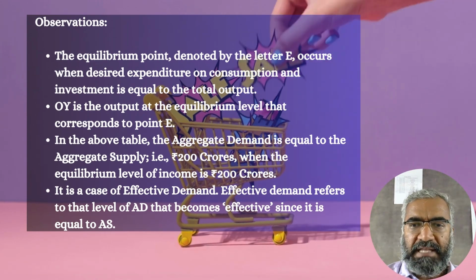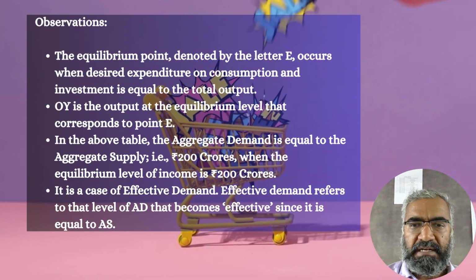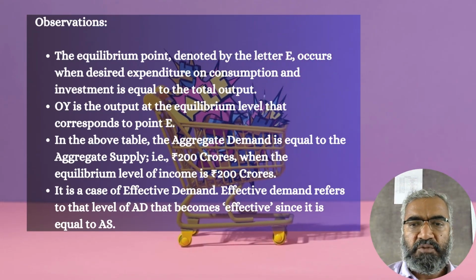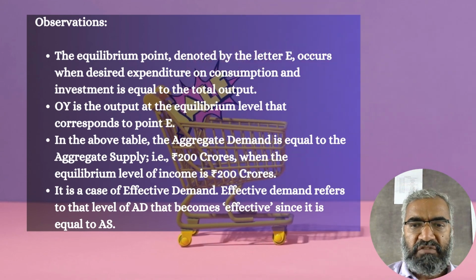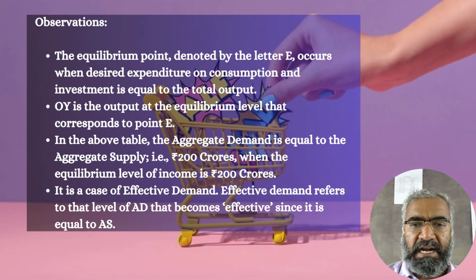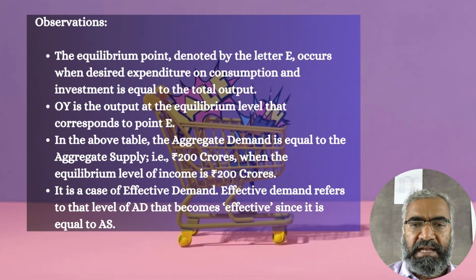In the above table, the aggregate demand is equal to the aggregate supply, that is 200 crores, when the equilibrium level of income is rupees 200 crores. Effective demand refers to the level of aggregate demand that becomes effective since it is equal to AS.